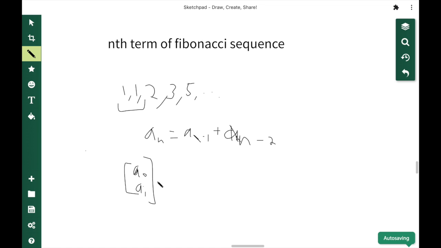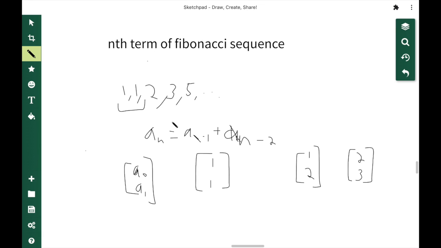And I'm just going to write it as a matrix like this because it looks cool. So our state here can be 1, 1, but it can also be any two consecutive terms. So the next state here would be 1, 2, and the one after that would be 2, 3. And of course, from any of these states, you could just jump forwards or backwards to get all of the other numbers.